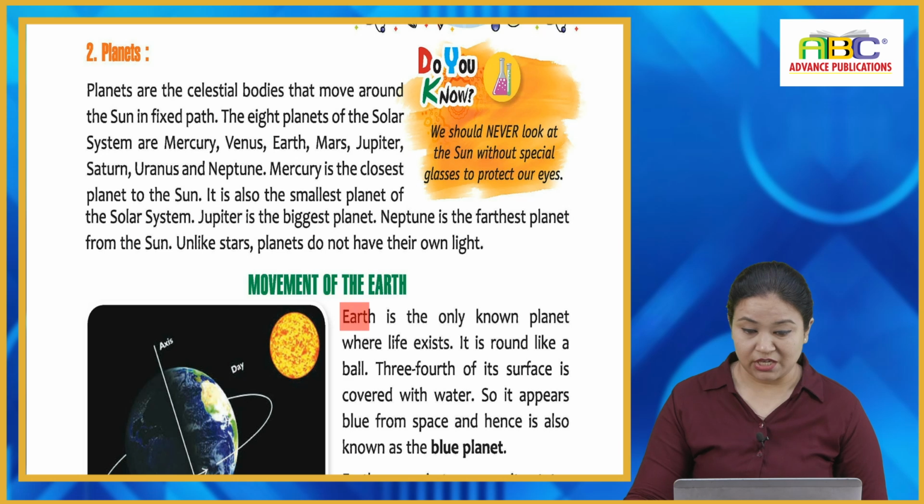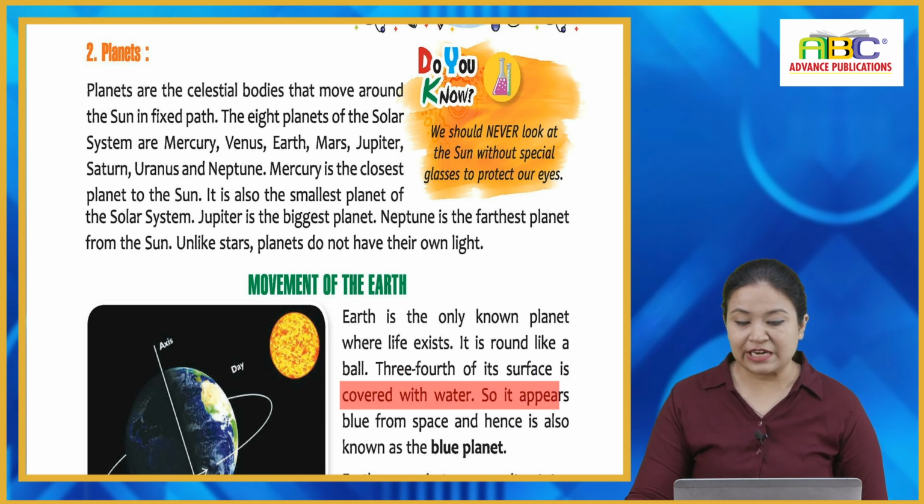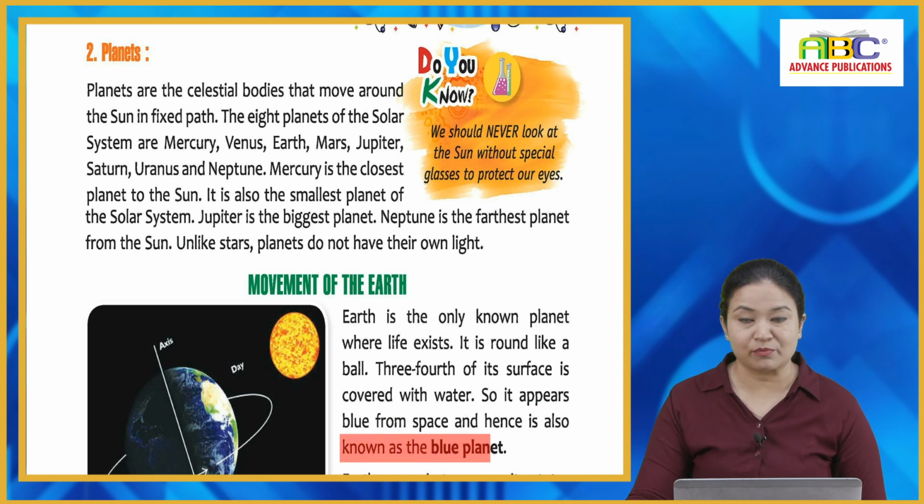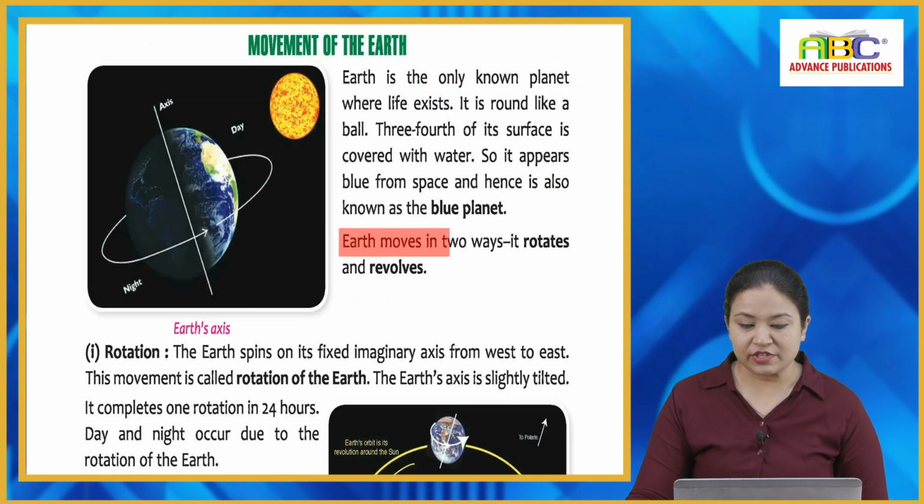Movement of the Earth. Earth is the only known planet where life exists. It is round like a ball. 3/4 of its surface is covered with water, so it appears blue from space and hence is also known as the blue planet. Earth moves in 2 ways.